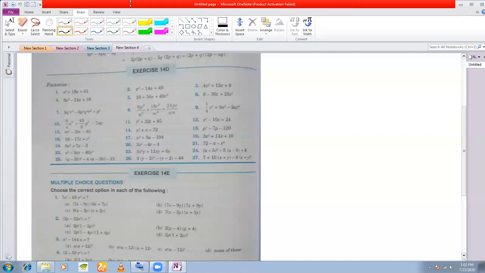Starting with an easy one: 4x square plus 12x plus 9. So how will I factorize this? How am I going to factorize this?